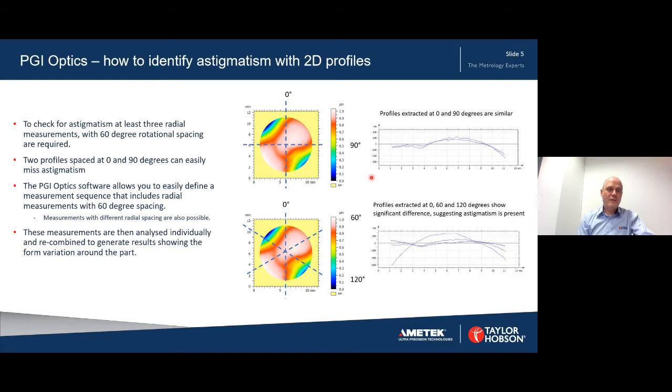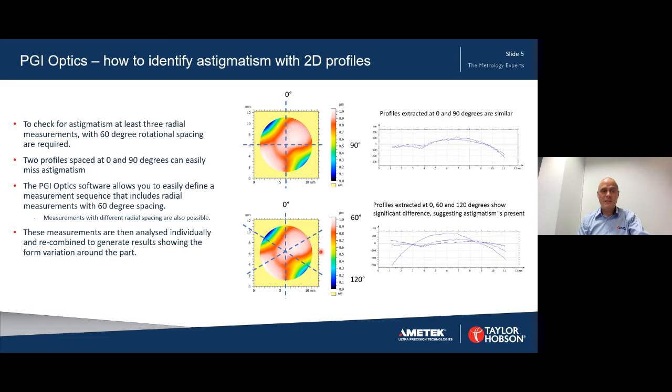So if you actually want to see the astigmatism, you take three profiles, okay? Now, if you look at these 2D profiles here, you can see the two look similar, but there is a third one that's distinctly different, which suggests that there is a significant amount of astigmatism on the component.